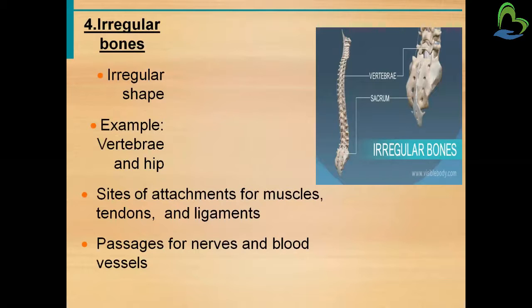Then the irregular bones. As the name suggests, these bones have an irregular shape, and the examples are the vertebrae and the hip. These types of bones provide sites for the attachment of muscles, tendons, and ligaments. They also provide passage for the nerves and the blood vessels. So these are the irregular bones.